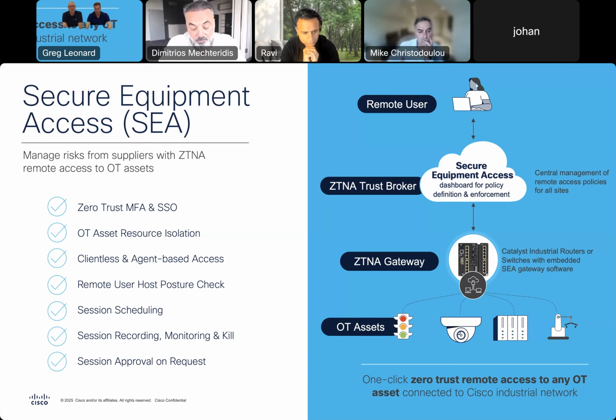Now the zero trust broker, that's kind of the centralized tool where the manufacturer will go in and define the policies to allow the remote access for the remote users. And the idea behind that is that it's always with a zero trust approach, denying before allowing anything to happen on the network.